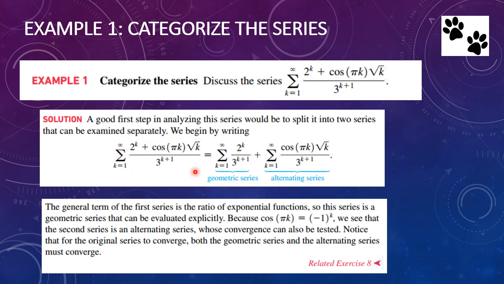Notice that for this entire original series to converge, both of these series have to converge, okay? So both the geometric series and the alternating series have to converge. It's a good test. Why don't you try and see if you can figure out if this converges or not.